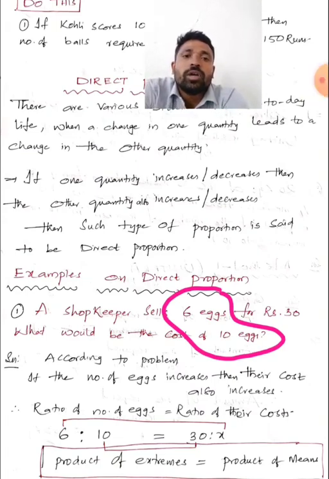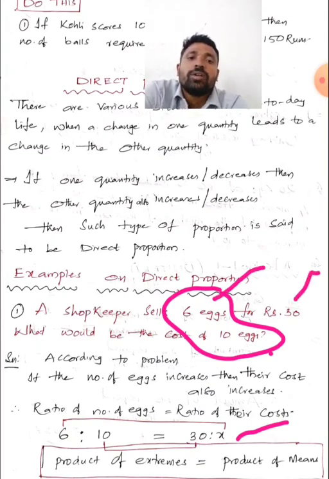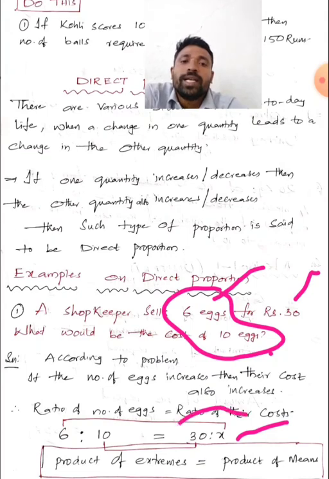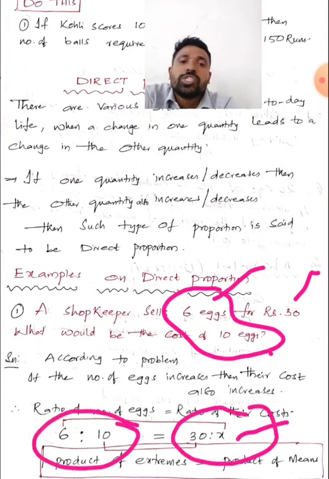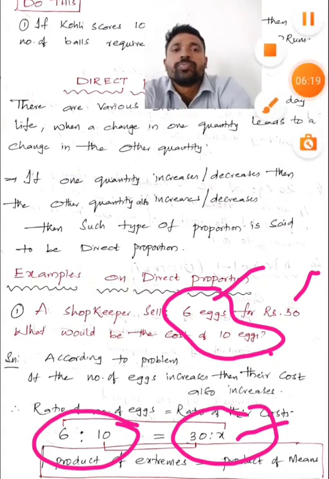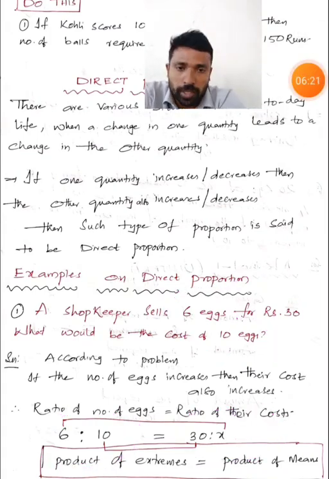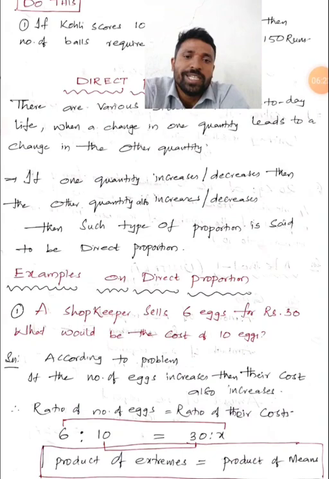Now we don't know the cost of 10x. Let us take it as x. But the cost of 6x is given as 30. In order to write in the ratio form, 30 is to x we wrote here. Already the ratio of number of eggs, 6 is to 10, is equal to 30 is to x. Both are in proportion. Now what is the proportional condition?